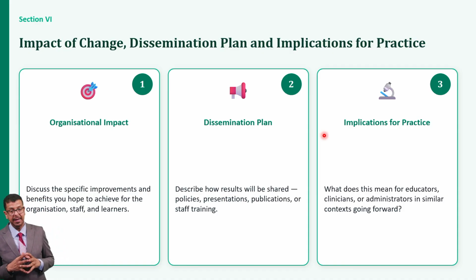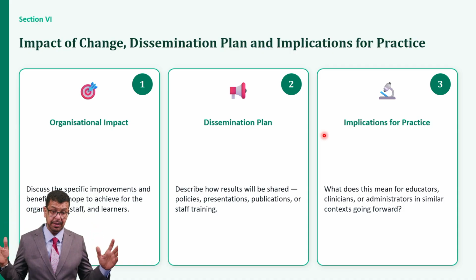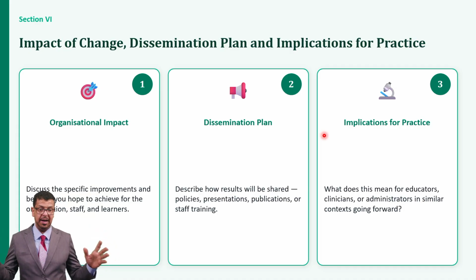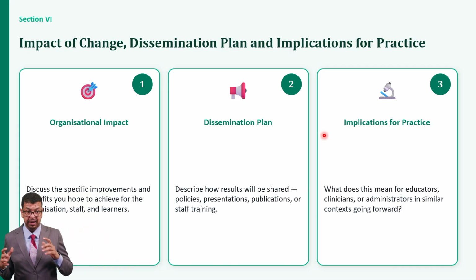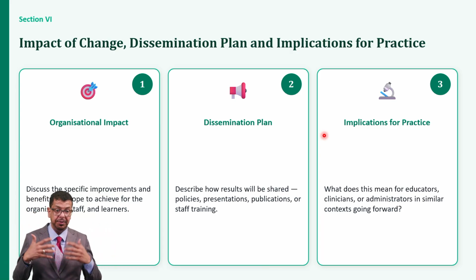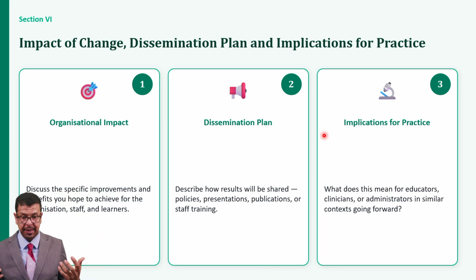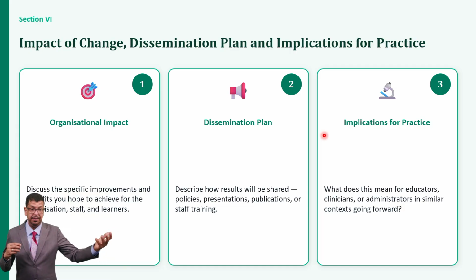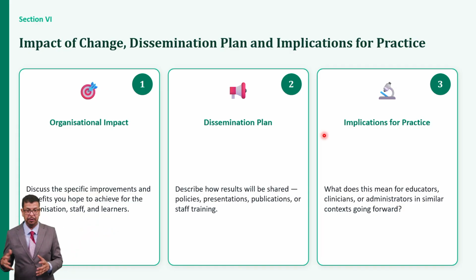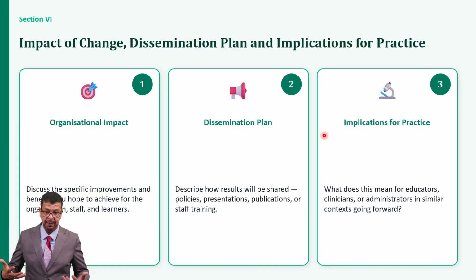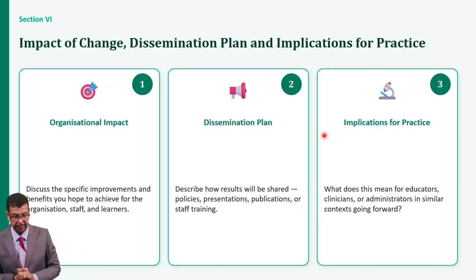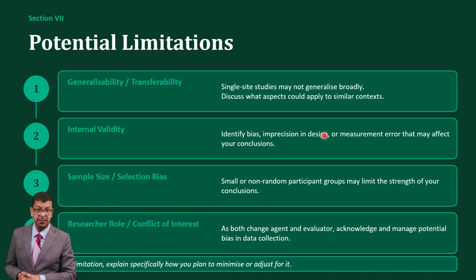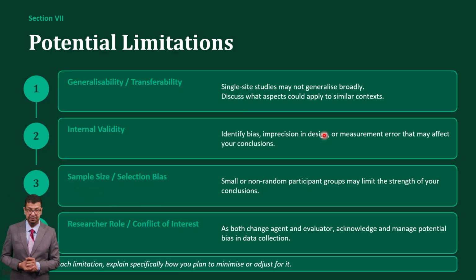Implication for practice could be related to educators, related to your staff, your team, the patients themselves, and the other stakeholders, and how this research might influence other organizations to follow the same, or you may come up with a policy that could be communicated with your organization. It's very important in section number 7 to talk about the potential limitations.